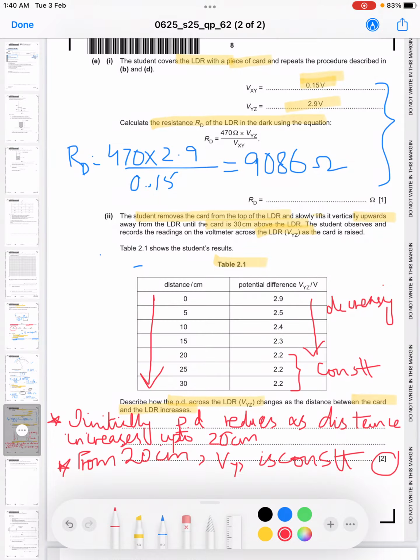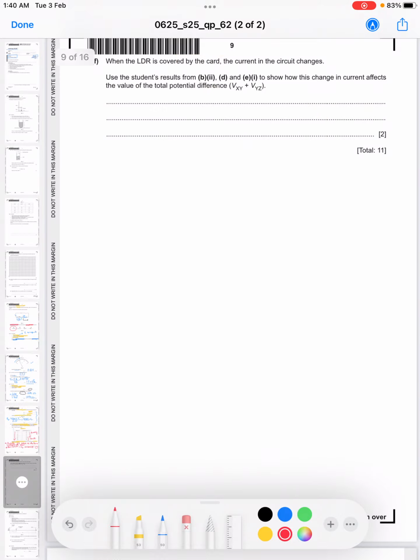Okay, now move to the last part of this question, F. When LDR is covered with card, the current in the circuit changes. Okay, they are talking about the current in the circuit. Keep it in mind, it is not the current of a resistor or the current of the LDR. They are talking about the current for the whole one. Student use the student's result from B, D and I. These three parts will be used to show the change in current affects the value of the total potential difference.